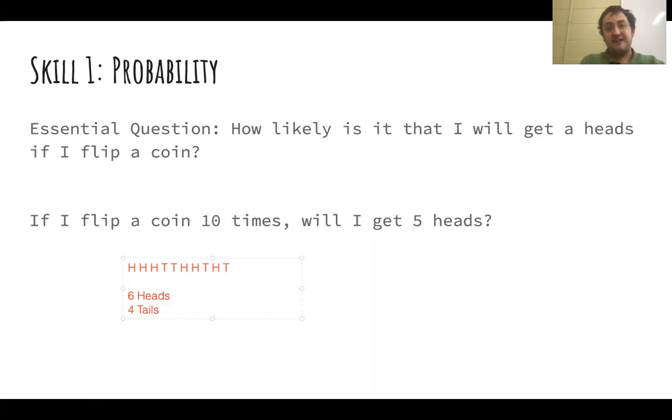Now we might think, commonsensically, that we get 5 heads and 5 tails, since it's a 50% chance in theory. But with this experimental probability, the experimental probability here was actually 60%.